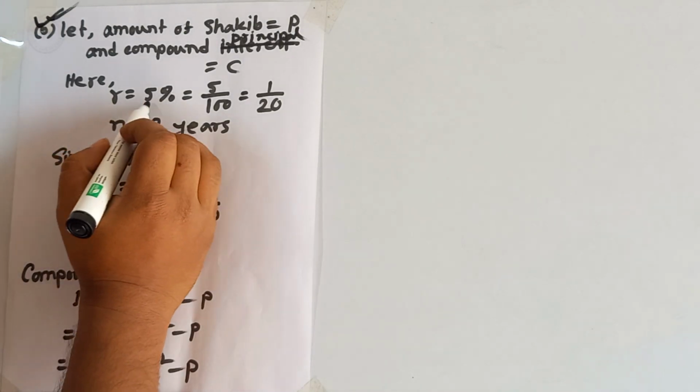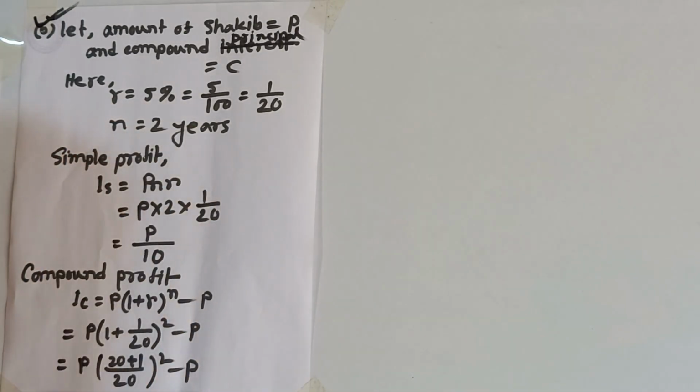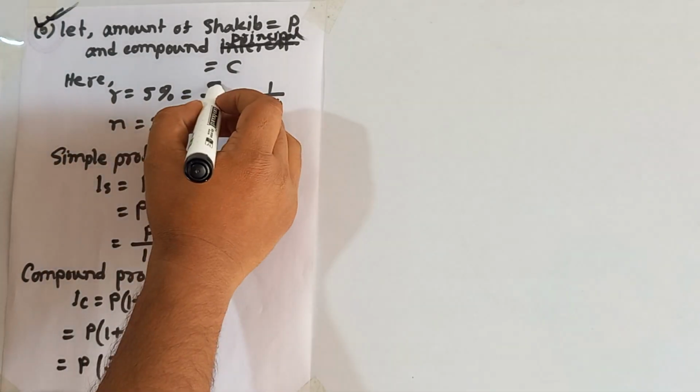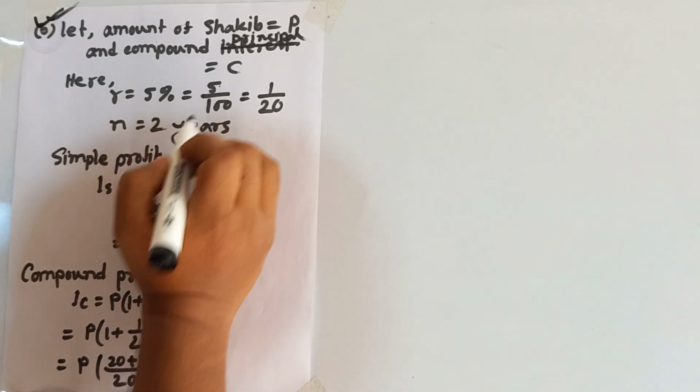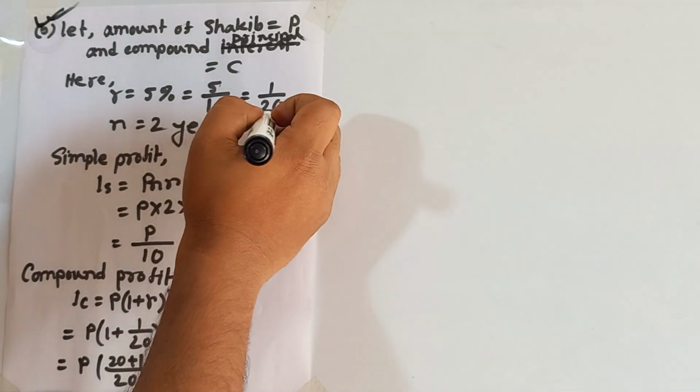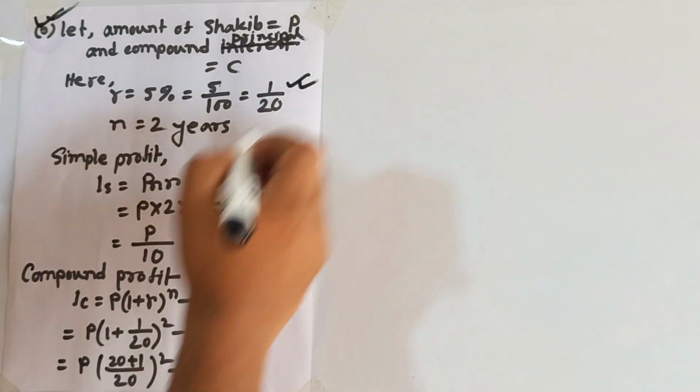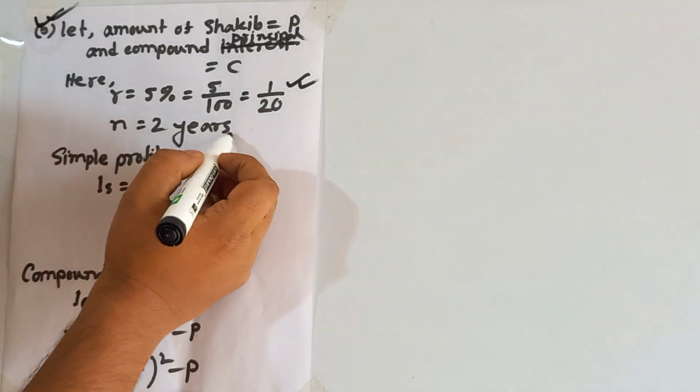So here R equals 5%. We know the rate of interest is 5%, which is 5 by 100. When we divide both numerator and denominator by 5, we get 1 by 20. So R equals 1 by 20. Now N means 2 years.